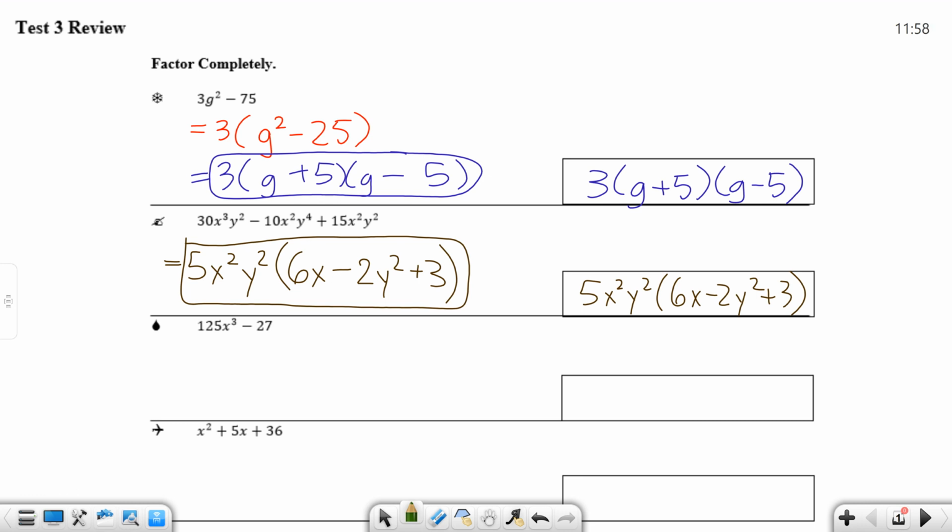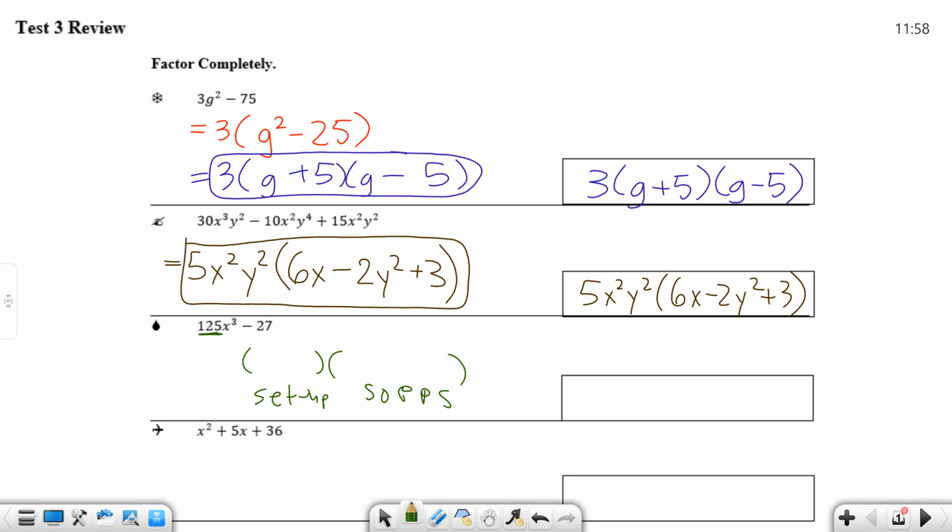Next problem has 2 terms. Is there a GCF? There is nothing in common with 125 and also with 27. Is it a difference of squares? No. It's a minus, but that's not an even power. Those aren't perfect squares. Is it SOPS? This indeed is set up as SOPS. So the setup looks like this.